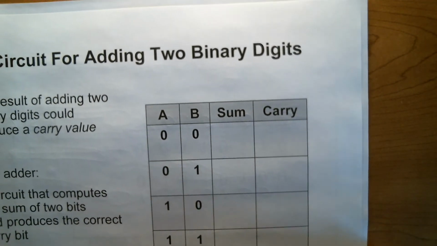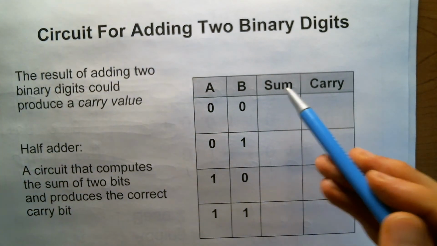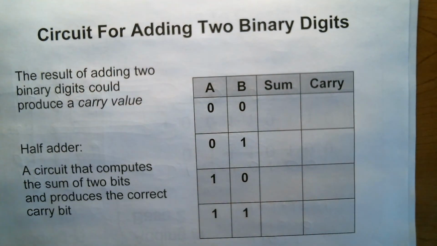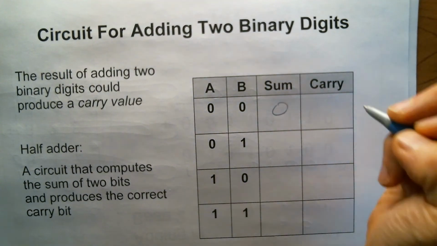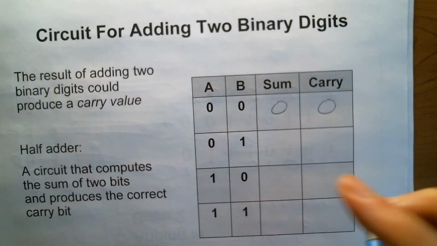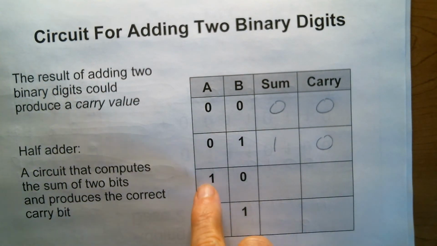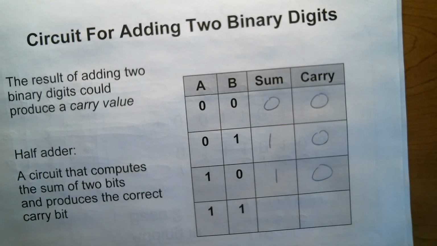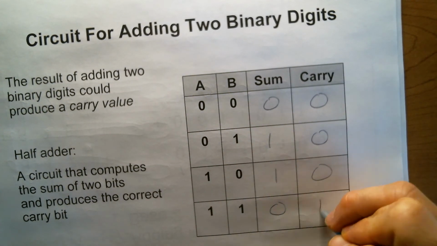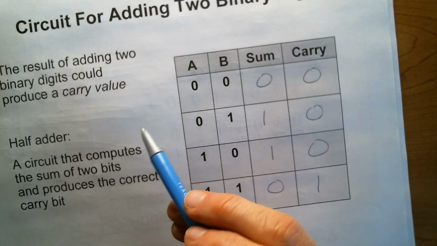So the result of adding 2 binary digits could produce a carry value. So here's our truth table. We've got 2 outputs. One output is the sum, one output is the carry. So 0 plus 0, the sum is 0, the carry is 0. 0 plus 1, the sum is 1, the carry is still 0. 1 plus 0 is 1 with a carry of 0. 1 plus 1 is 0 with a carry of 1. You almost have to look at these backwards. 1 plus 1 is 1, 0. 0 plus 1 is 0, 1. 1 plus 0 is 0, 1. 0 plus 0 is 0, 0.